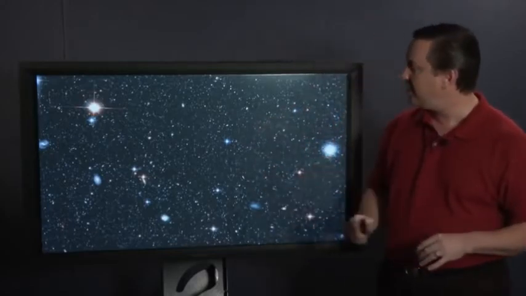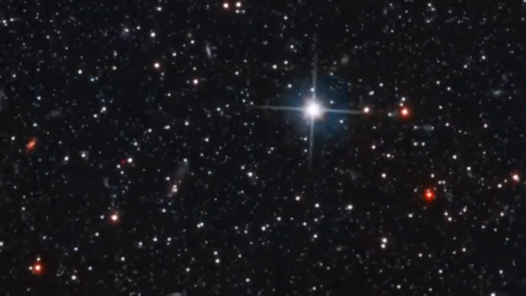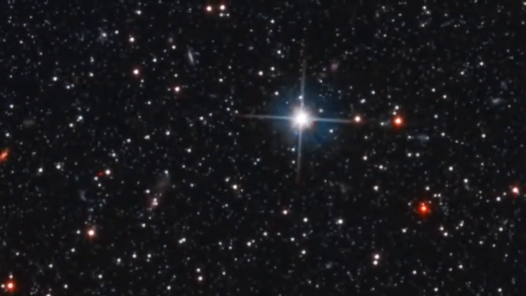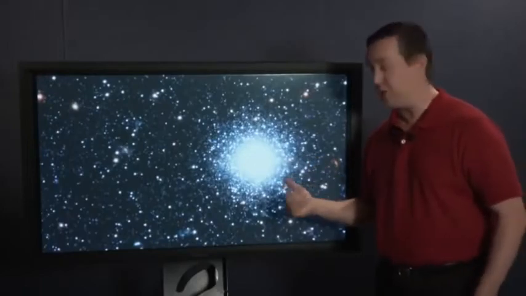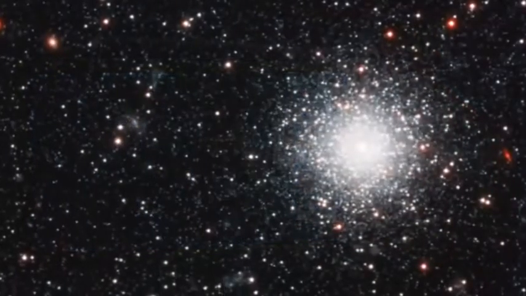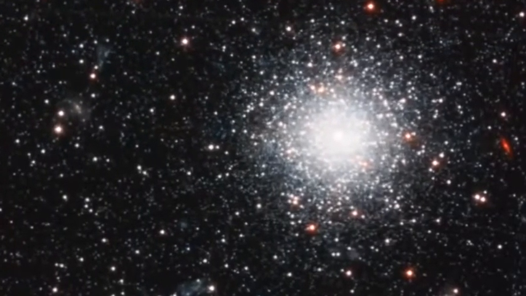Let me bring up a small piece of it at full resolution. Okay, so you can see this star here with a cross on it. That's a star in our own Milky Way galaxy. Almost every other star in this image is a star in Andromeda. Hubble's resolution is so fine, it can see stars in a galaxy 2.5 million light years away. We can also see globular clusters, star clusters. This is not in our Milky Way galaxy. This is a globular cluster in the Andromeda galaxy.